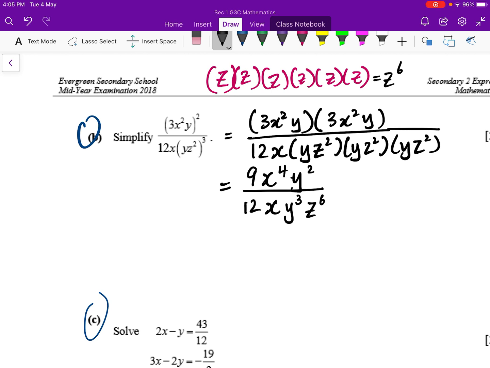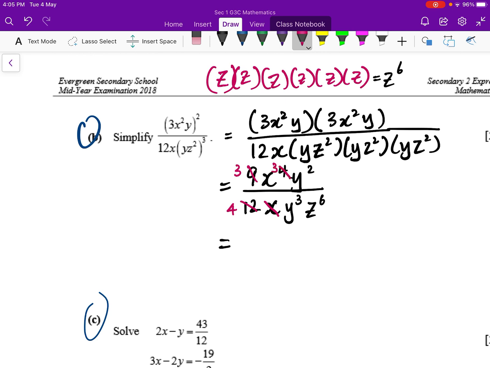Now is the time for us to cancel. We cancel only common factors. So we can divide the numbers by 3, leaving us with 3 and 4. We have 4 x's in the numerator. When I say 4 x's, I mean x times x times x times x. And we have 1 in the denominator. We can cancel away one of it. So instead of power 4, we become power 3.